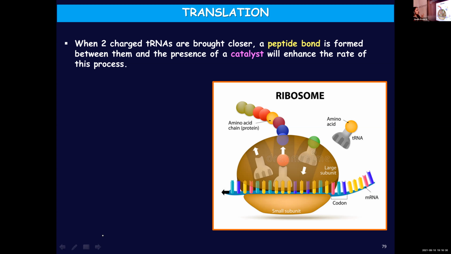So when two charged transfer RNAs are brought together, two charged transfer RNAs means they'll be having an amino acid at one end. So once two transfer RNAs having these amino acids at one end come closer, a peptide bond will be formed between them.